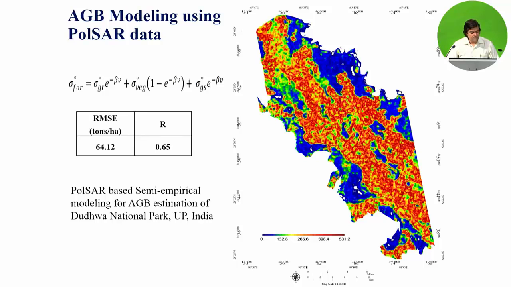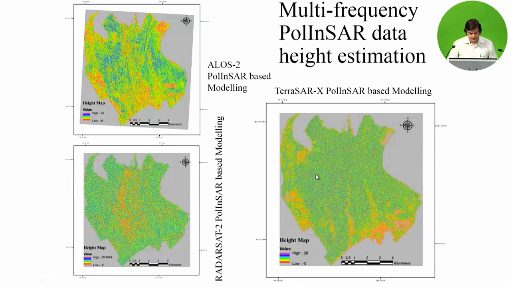This was just a case study. Total RMSE was 64.12 tons per hectare in the output of the result, and the correlation was approximately 65%. And this is an example of multi-frequency PolInSAR data for height estimation. This was carried out for the Barkot forest range of the Doon Valley, and very good results were obtained with the help of the L band ALOS-2 data set, X band TerraSAR-X data set, and C band RADARSAT-2 PolInSAR data set.